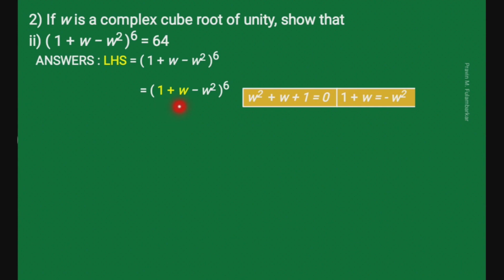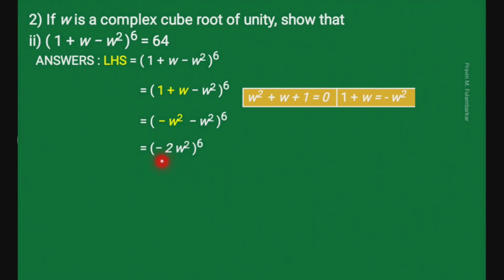So we replace 1 plus omega by minus omega square. Here we represent it by yellow color. So we write this 1 plus omega by minus omega square. So this minus omega square and this minus omega square, after adding, we get minus 2 times omega square.